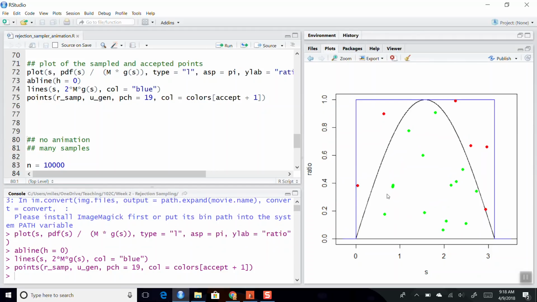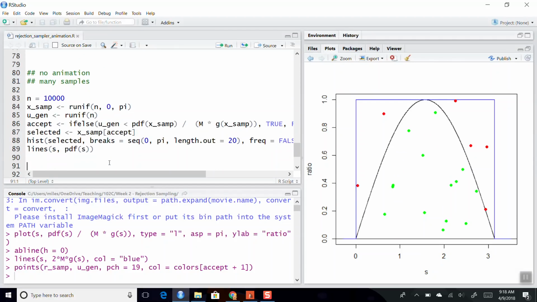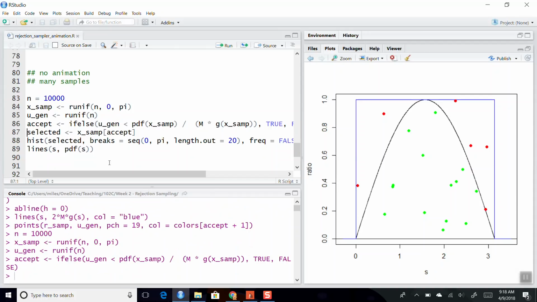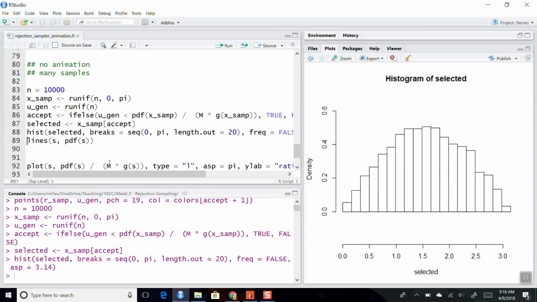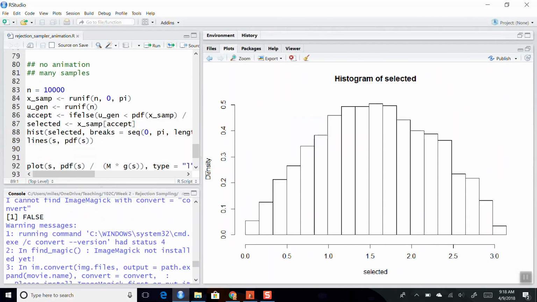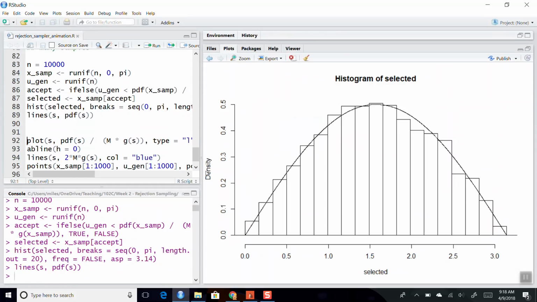All right, so these are kind of the 20 values it proposed, and I rejected some of them. Here, I'm going to turn off the animation and go ahead and do a whole bunch of these. I probably shouldn't show you my code. It makes your homework too. Here we can see the resulting histogram, which follows our PDF quite nicely. This is just a random sample, so of course it's not going to be perfect.